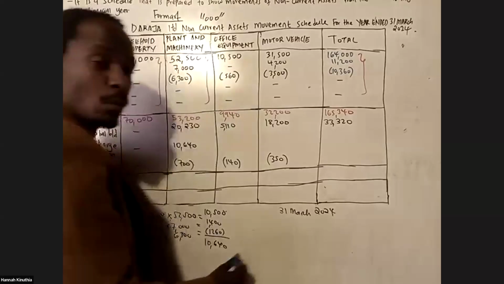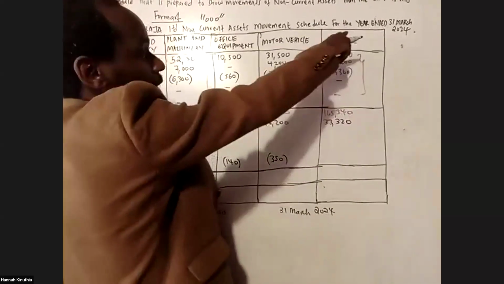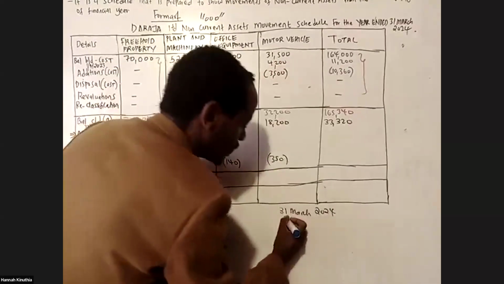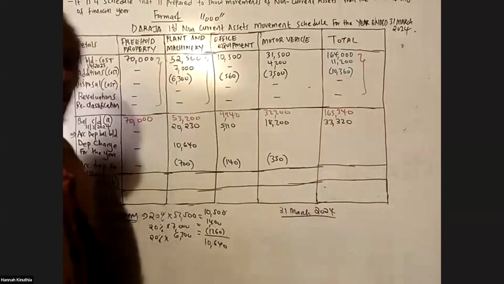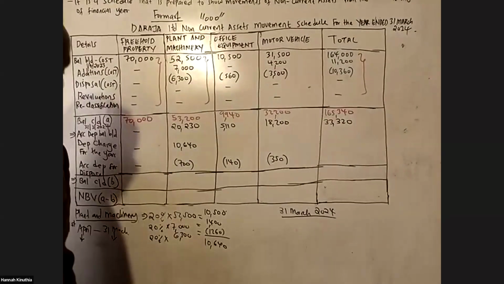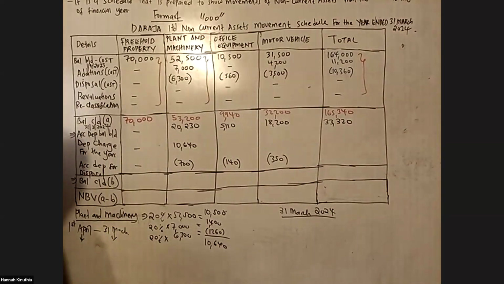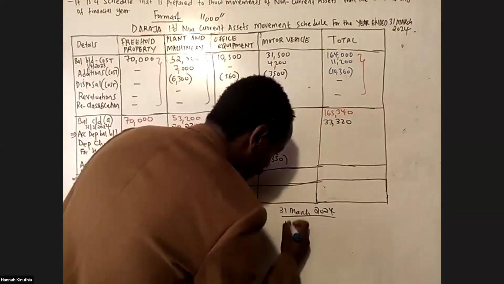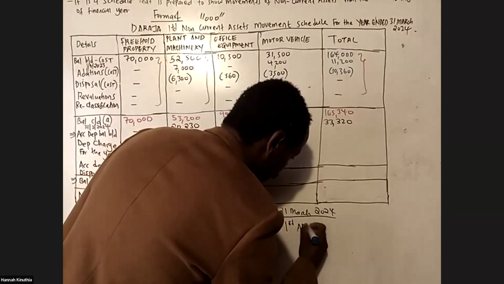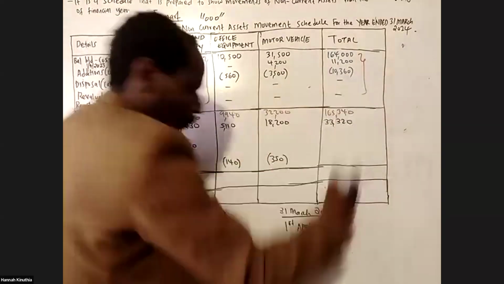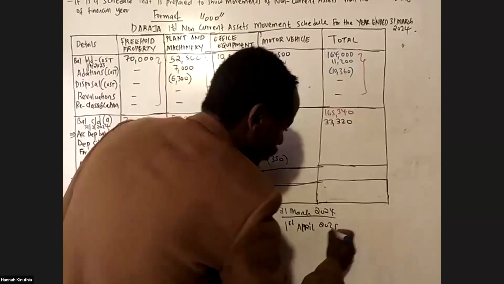Nataka niulize hapa. So mwaka wetu according to the statement pale PPE, inaisha 31st March 2024. Kumaanisha inaisha 31st March. Itaanza wakati gani? Yes, 1st of April. So hiyo mwaka ingine inaanza 1st of April 2025.